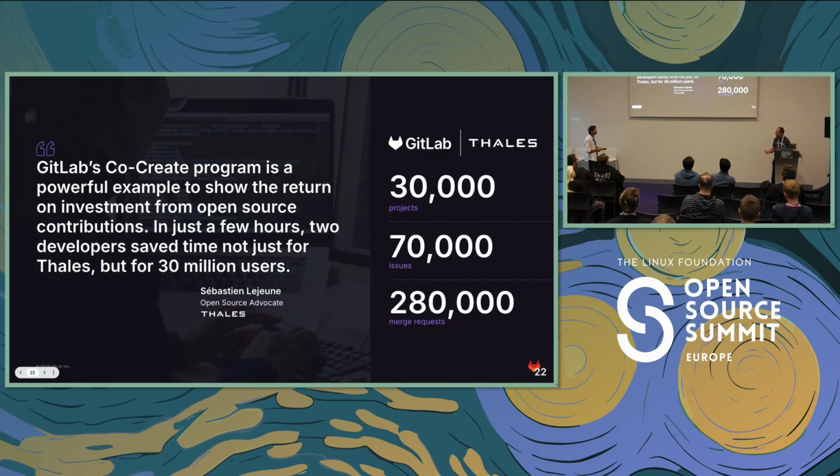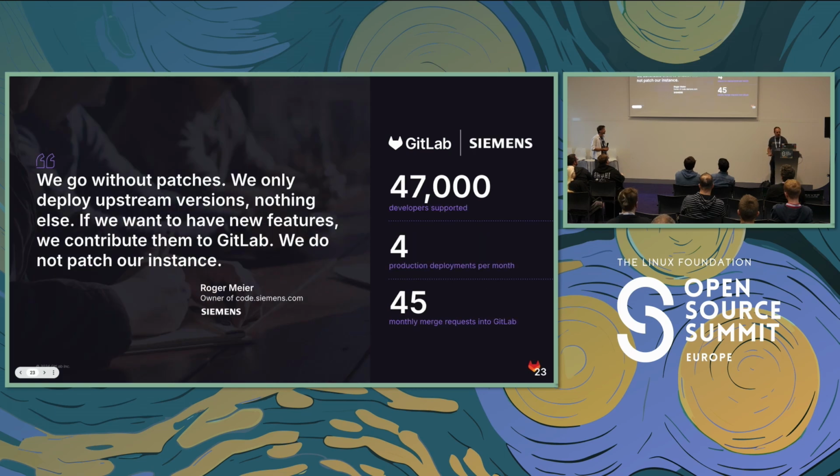So that's just one of our contributors saying something. We've also been working with other organizations along the way. Well, this is Thales, where Quintin is from, as well as Siemens, who is another one of our prolific contributors. So open source is deeply ingrained in what we do and how we do things at GitLab.